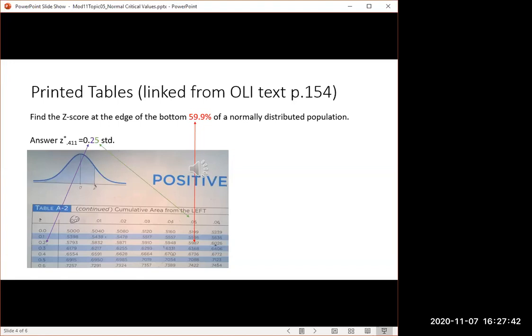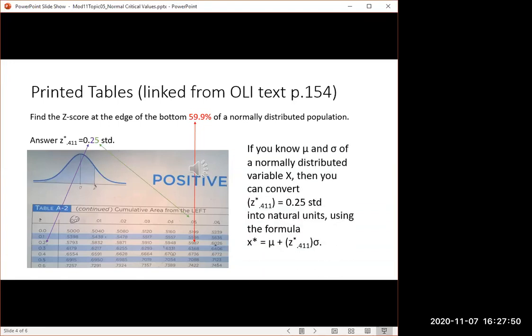Okay, now if you know the mean and standard deviation of the distribution of x, and x has this normal distribution shape, then you could convert from STDs into natural units. And here's the formula for converting. The x is the mu plus z times sigma. You got to do the order of operations, right? You multiply z times sigma and add the mu. That gets you the x. And we'll practice that in the next slide.